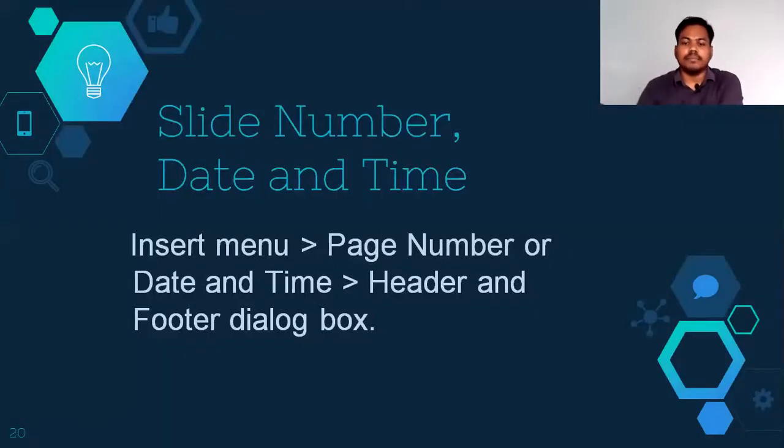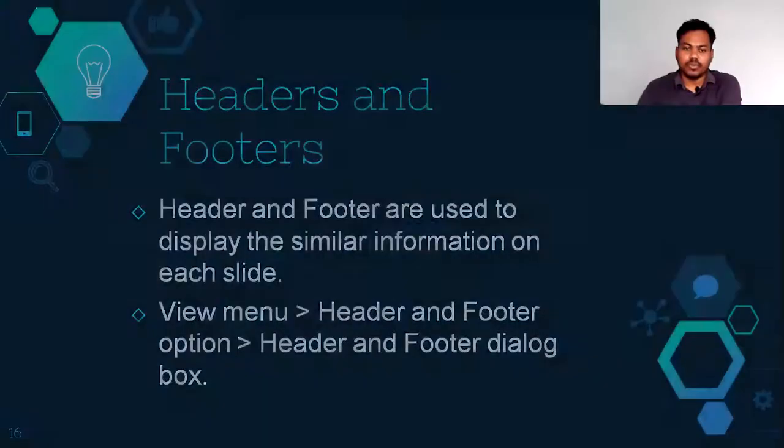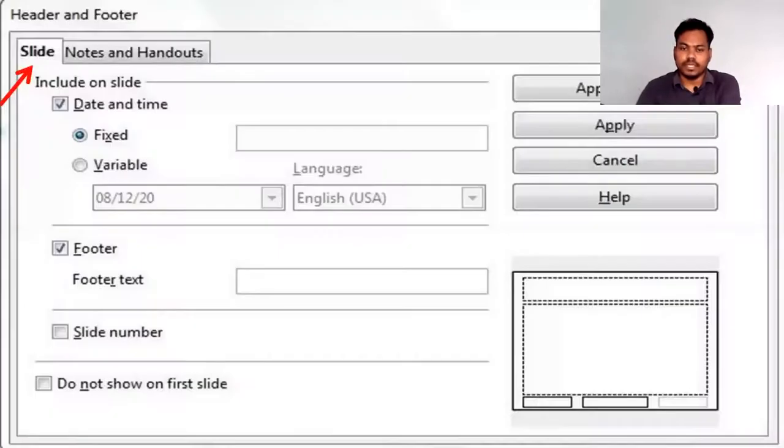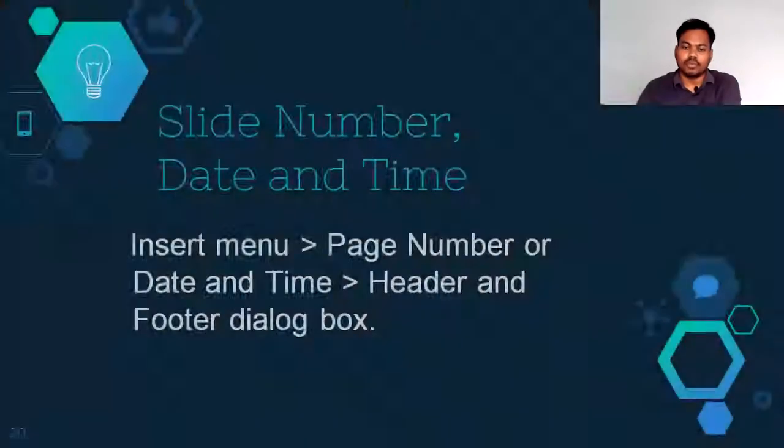So next is slide number and date and time. I just showed you how to add date and time and slide number from the header and footer view. When you go to the header and footer option, you will see the header and footer dialog box. The other way is from the Insert menu. When you click on the Insert menu and go to the page number option or the date and time option, the same dialog box will open.